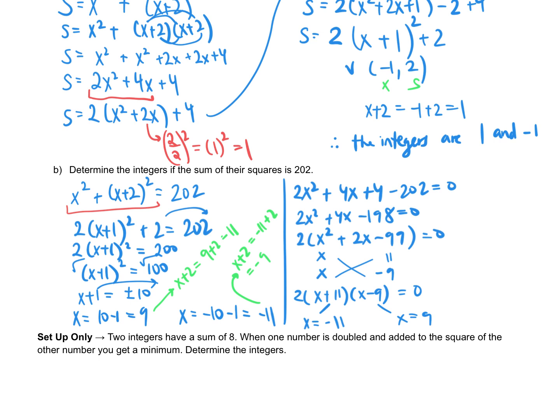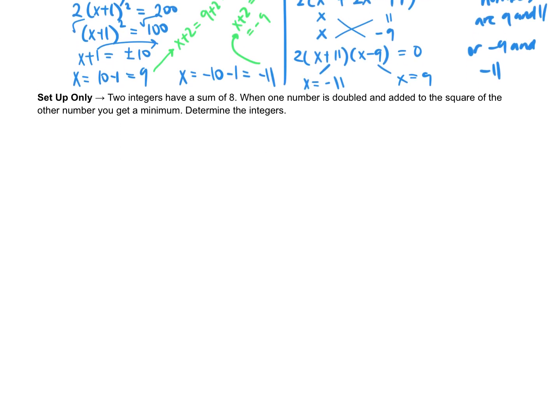And then we're back to this right here. If x is -11, the second integer must be -9. If x is 9, the second integer must be 11. Therefore, the numbers are 9 and 11, or -9 and -11. They're both good.